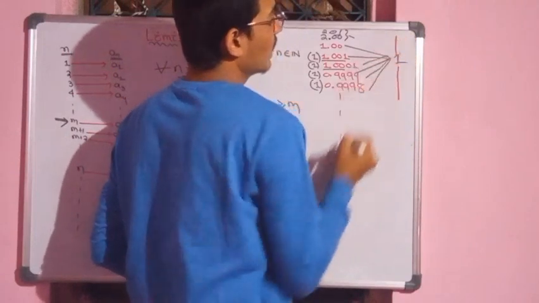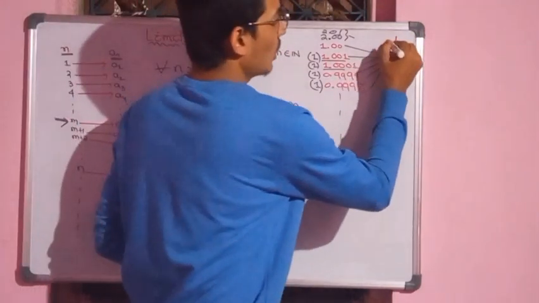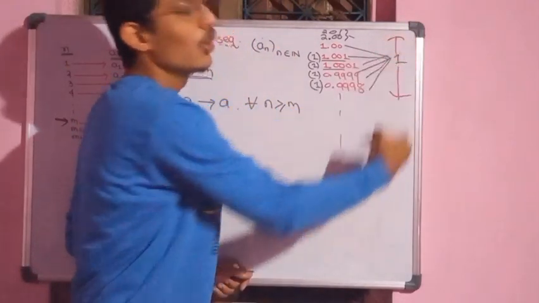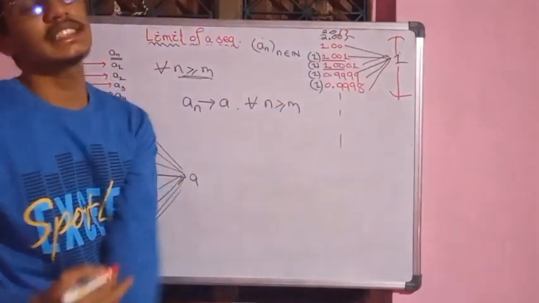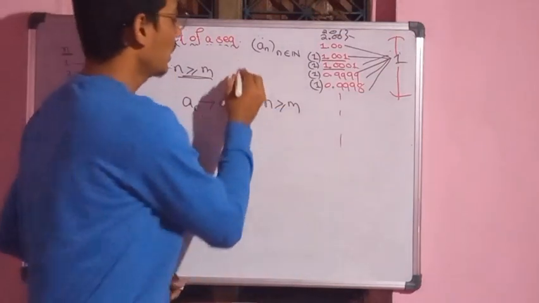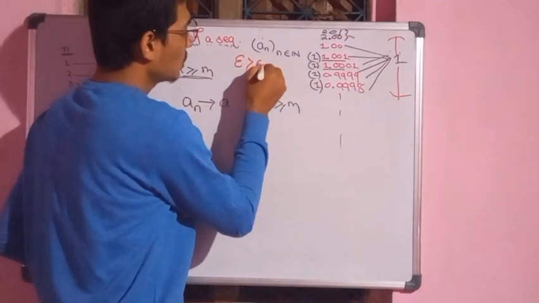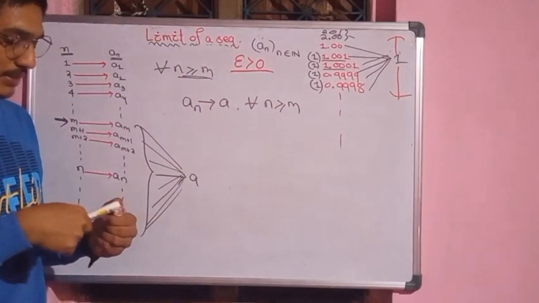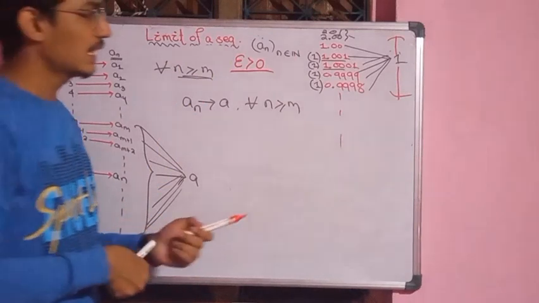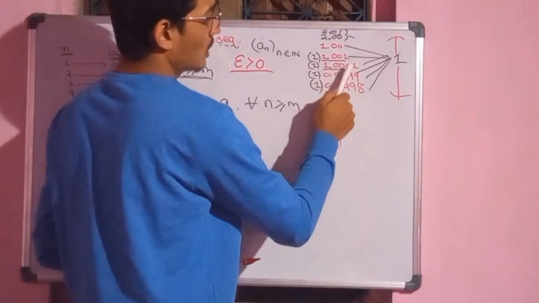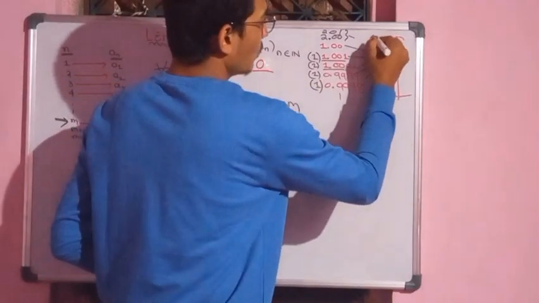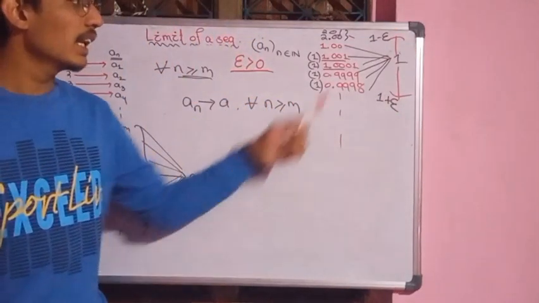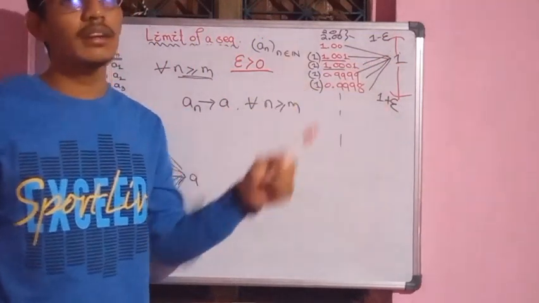Either all terms are lying within this interval. Yes, all the terms are lying within this. So for defining this interval, let me assume a real number epsilon, which is greater than 0. I am assuming a positive real number epsilon, and I am saying all the terms, like here 1.001, 1.0001, are lying within this limit. I am telling the same thing in different language, in terms of an interval.